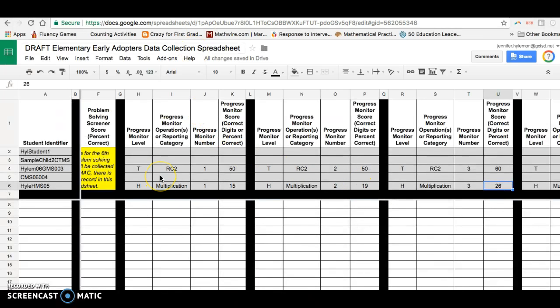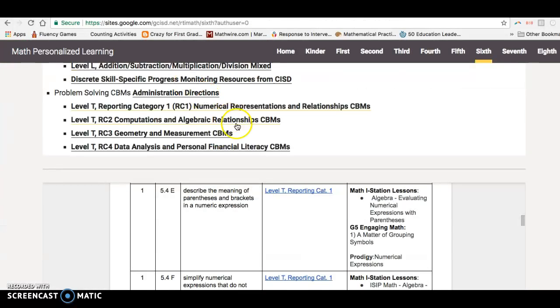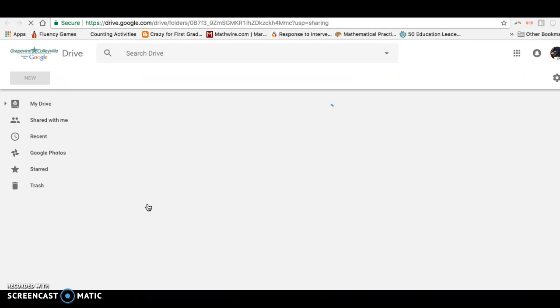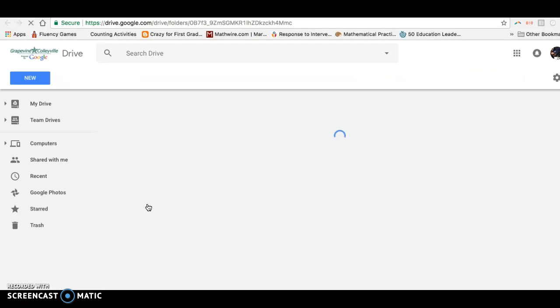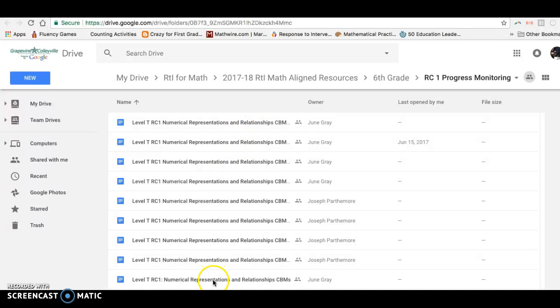Okay. For the problem-solving side, let's look at some problem-solving monitors. So I could go, for instance, to reporting category 1. And all the reporting category 1 monitors are here with the tests and their keys. Sometimes the titles are a little long, so you might have to hover over to see which one's the progress monitor and which one's the key.